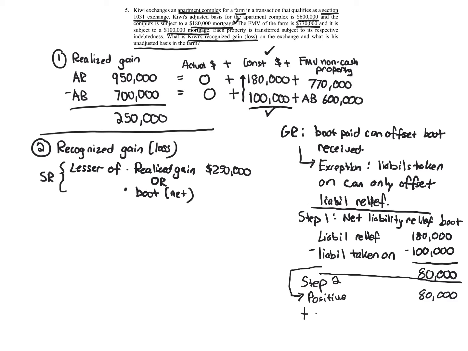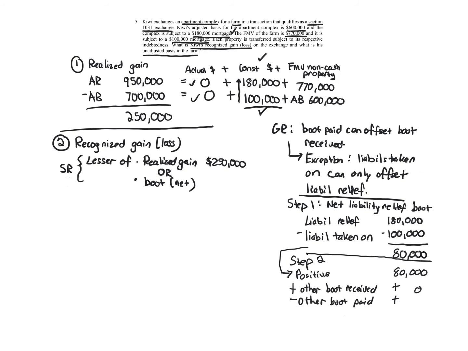Then we add other boot received minus other boot paid, which there's none here in this problem, right? There's nothing else. 0, 0, and we don't have any non-cash, non-like-kind property. So that means that for step two purposes, we have $80,000 of net boot. So then we bring over that $80,000 here, and it's the lesser of $250,000 or $80,000. The recognized gain is $80,000.